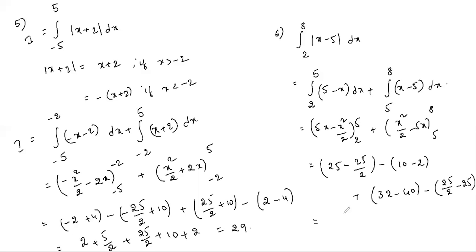So by simplifying 25 by 2 minus 25. So 25 by 2. So minus 25 by 2. This is plus 25 by 2. So 25. 25 minus 8, 17. 17 minus 8, 9. So answer is 9.